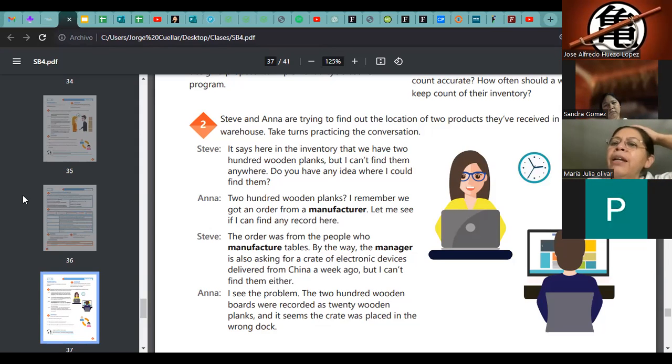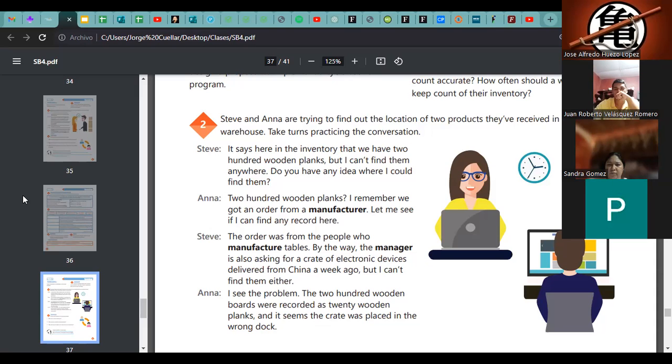200 wooden planks. I remember we got an order from a manufacturer. Let me see if I can find any record here. The order was from the people who manufacture tables. By the way, the manager is also asking for a crate of electronic devices delivered from China a week ago, but I can't find them either. I see the problem. The 200 wooden boards were recorded as 20 wooden planks, and it seemed the crate was placed in the wrong dock.